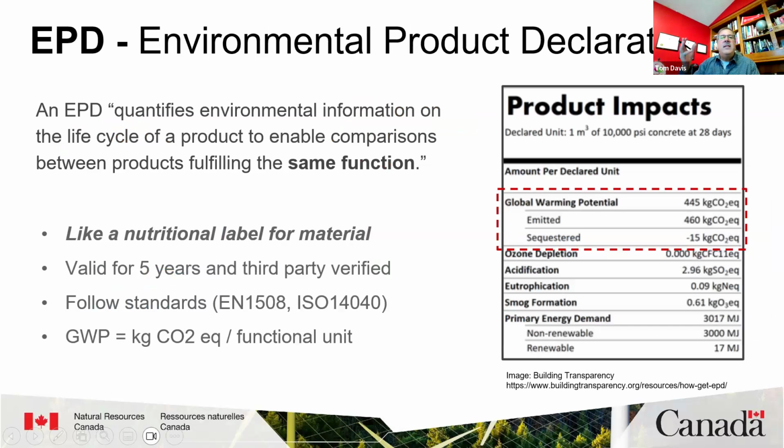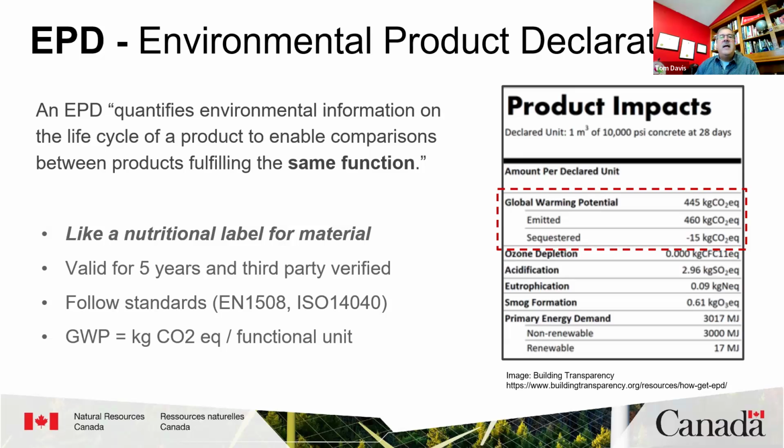It's important to understand where this information comes from, and we describe EPDs and compare them to nutrition labels that you'd find on food products. They contain numerous environmental impact categories. Material carbon emissions only considers global warming potential.